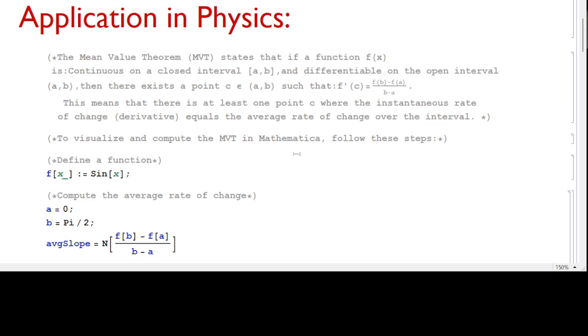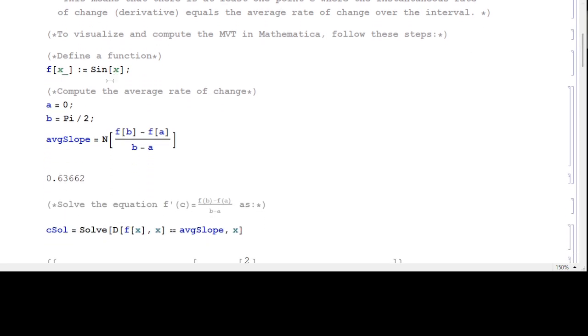To visualize and compute the mean value theorem in Mathematica, we use the following steps. Now let us consider a function f of x equals sine of x. So this is the way to write any function in Mathematica. Now we want to compute the average rate of change. Now we choose the value where the mean value theorem exists. We choose a equals 0 and b equals pi by 2.